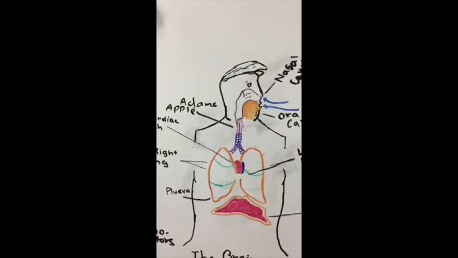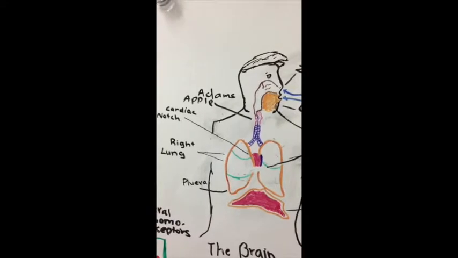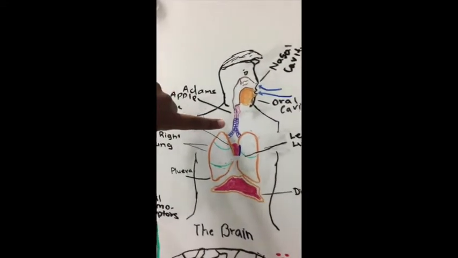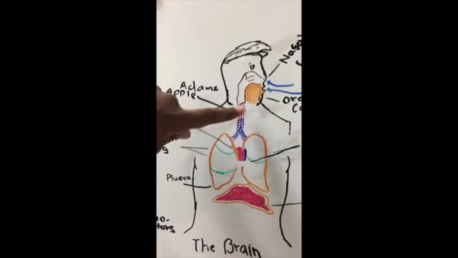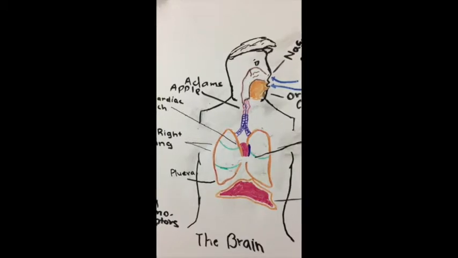After passing through the Adam's apple, the air moves into the trachea, also known as the voice box. The trachea is this blue section over here, and it splits into two tubes that lead into either lung.